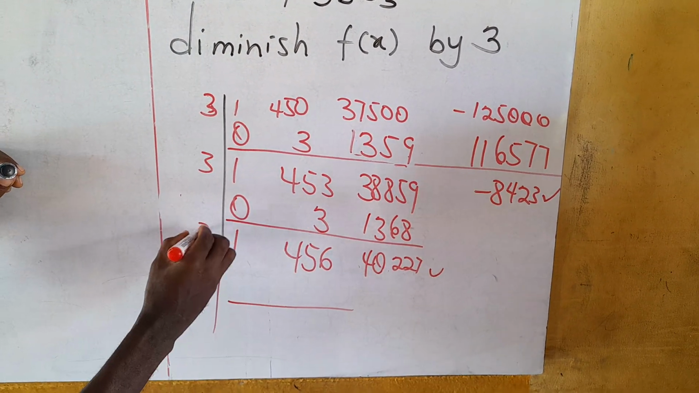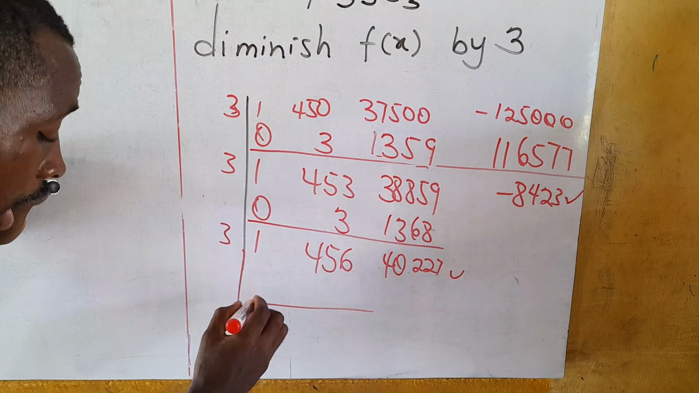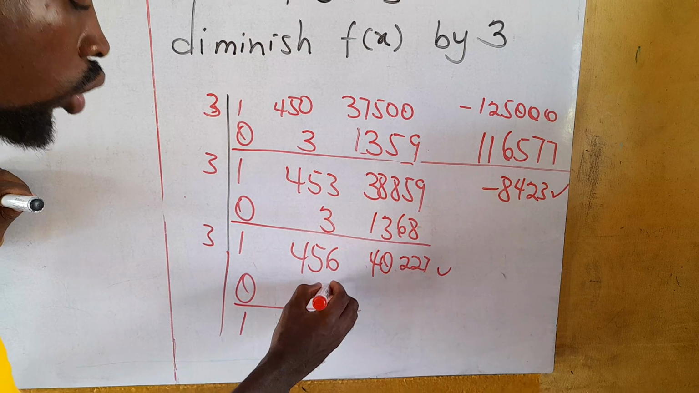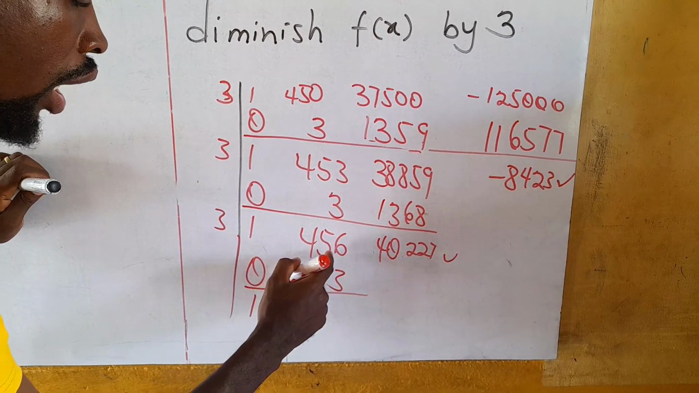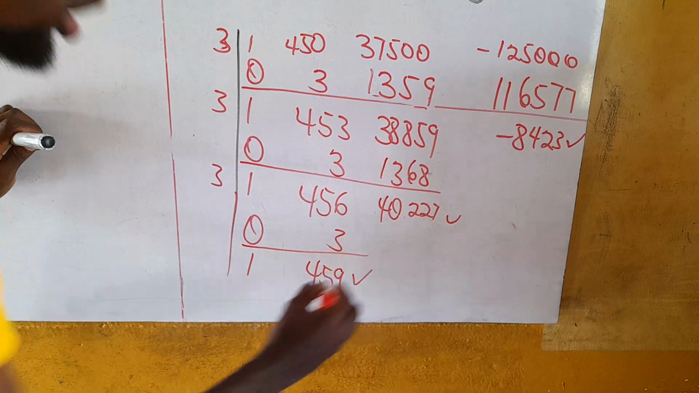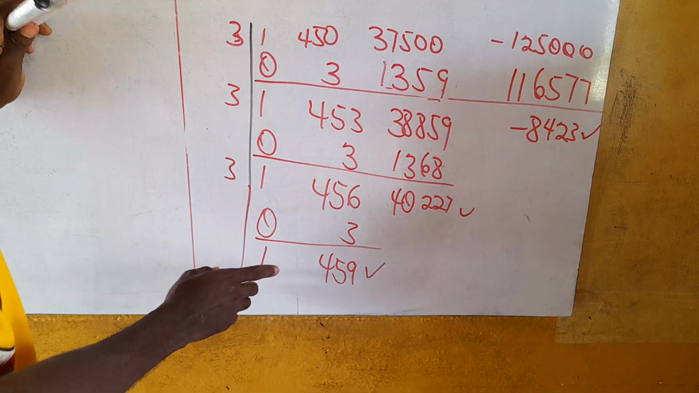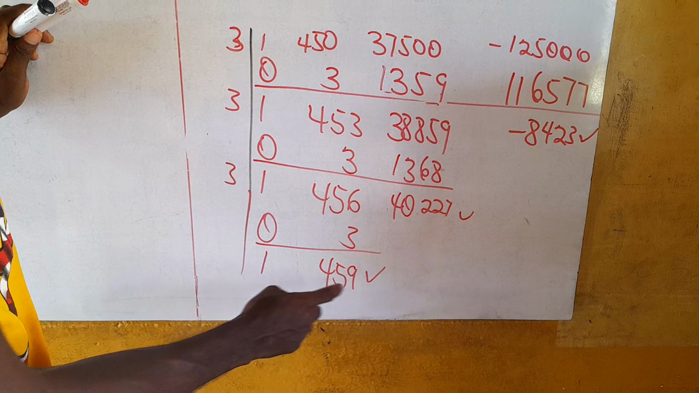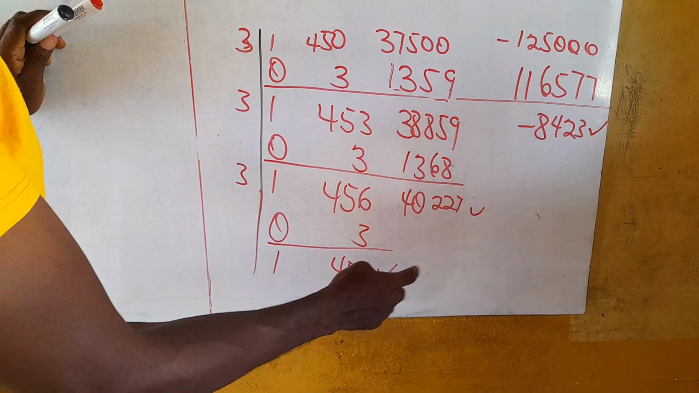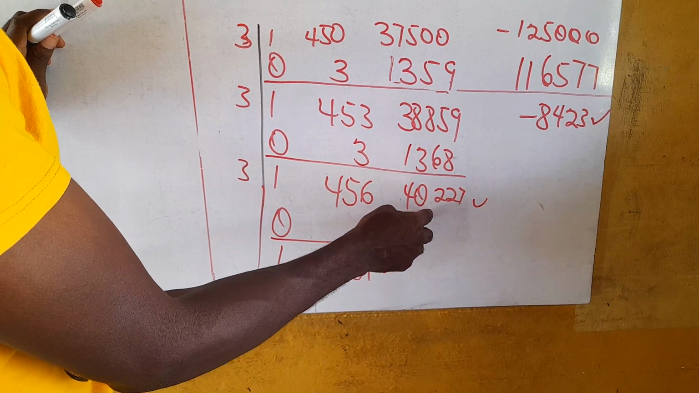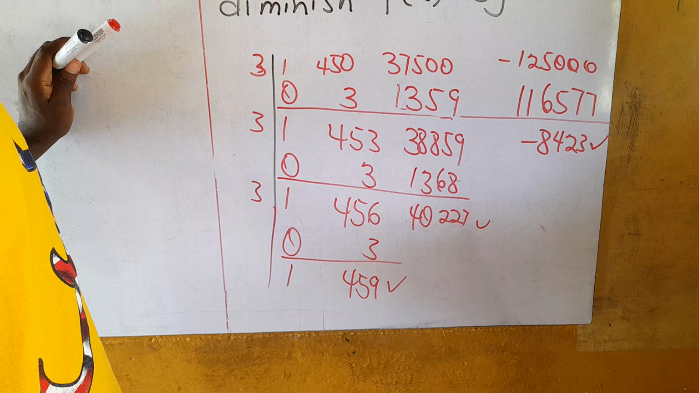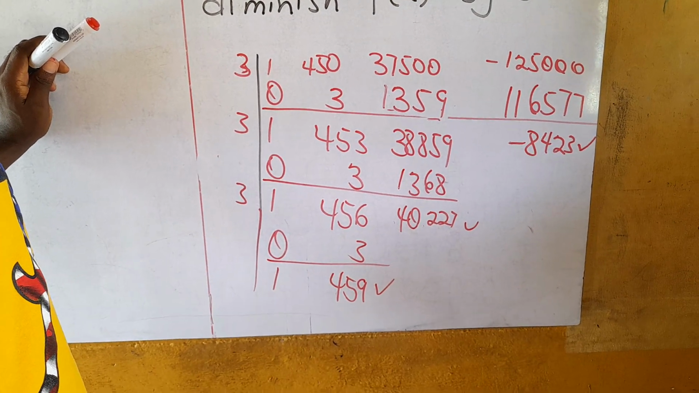We do the last one. So 1 plus nothing again is 1. That's 0. 3 times 1 will be 3. Then 456 plus 3 will be 459. Then we are done. So our transform equation will be 1x cubed plus 459x squared plus 40,227x, then minus 8423.